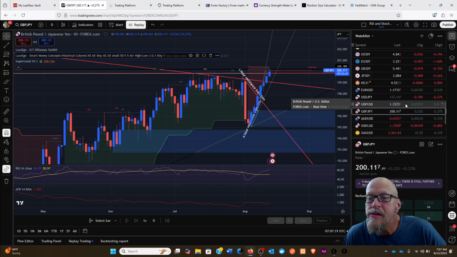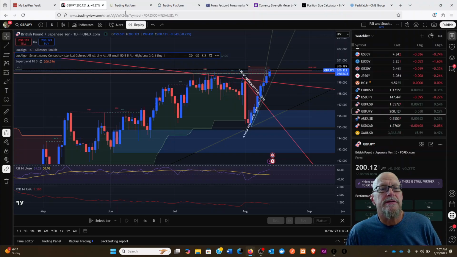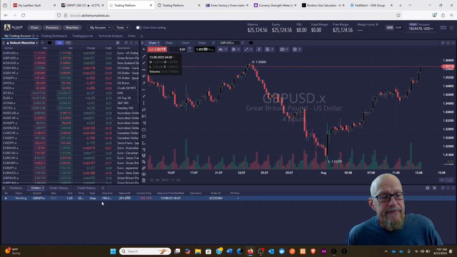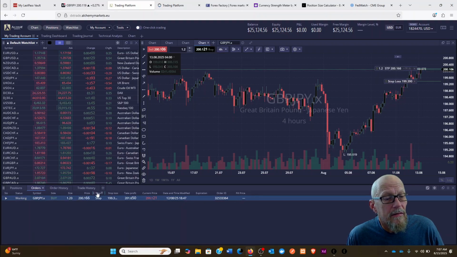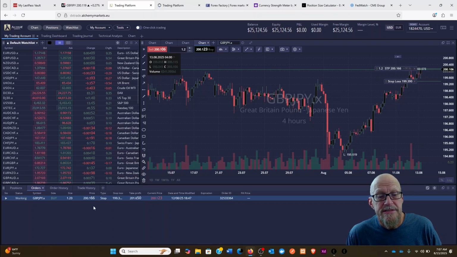I think we're going to get into it. Let's go ahead and get into this trade right here. I have it set at 20. Let's get the right chart. There it is. Oh, it's at 20.11, so this one may go. I'm in at 20.16, our 200.16, and that is a 1.2 lot trade.